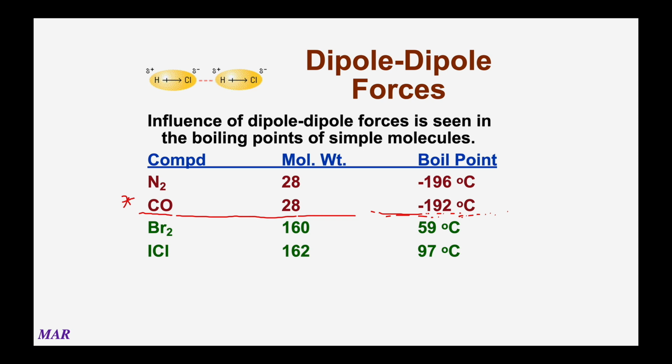ICl, once again, is polar. So ICl is going to have dipole-dipole forces working on it, and bromine does not. Bromine and nitrogen are both nonpolar. So ICl is also experiencing dipole-dipole interactions. That's why that boiling point is so much greater than the almost identical molar mass bromine.